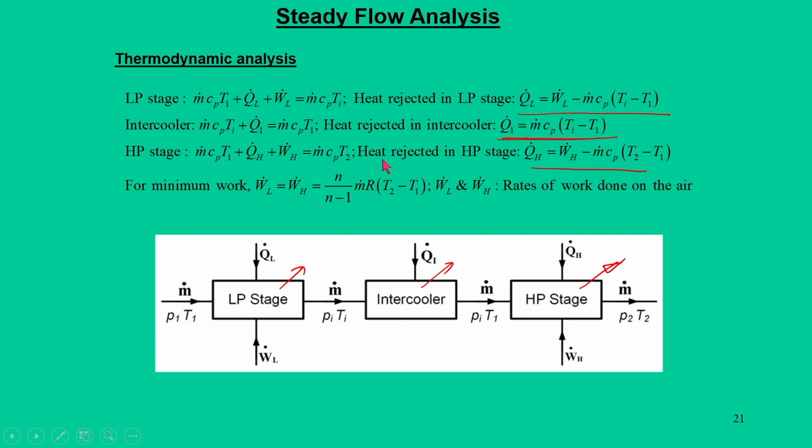So, we have written that heat is rejected from the HP stage, and for minimum work, the low pressure stage and high pressure stage work transfers are equal, and that is what your PV diagram is designed for. So we have this expression: n by n minus 1 into m dot R into (T 2 minus T 1). So, this is a very simple thermodynamic analysis through steady flow equations. With this we conclude reciprocating compressors.